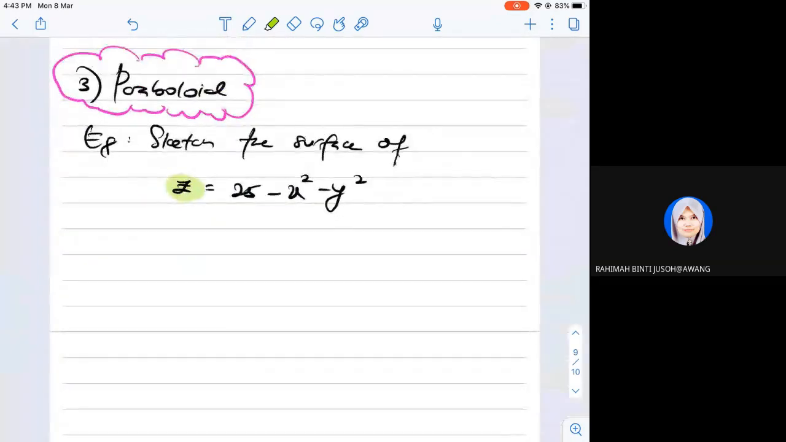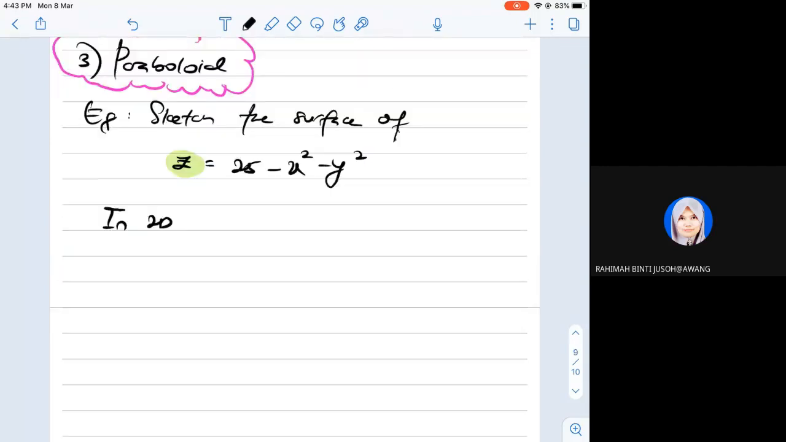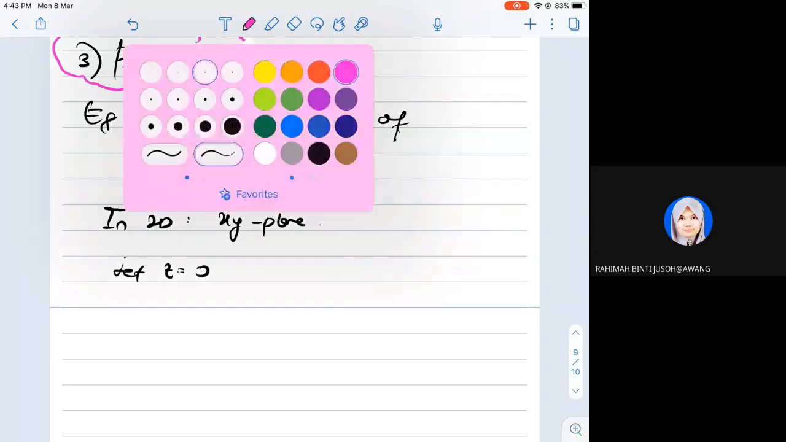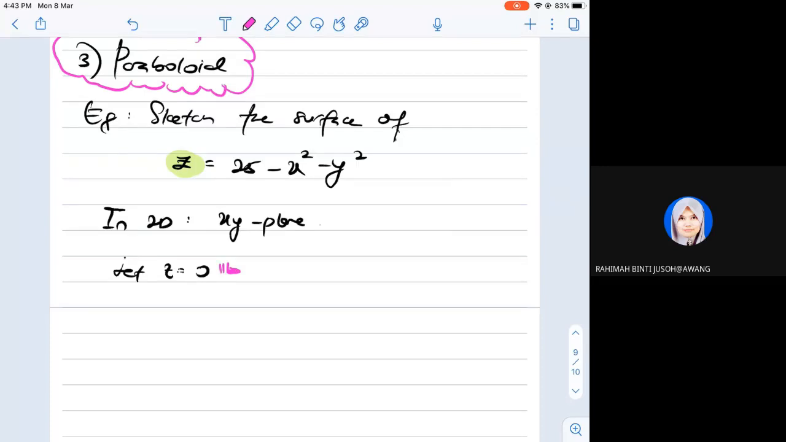Okay, guys. I will show you step by step. So look here carefully. Alright. Dalam kes ni, first kali kita buat into D lah. Of course, into D. Kita buat pandangan atas dulu. So bila pandangan atas, we will have XY plane. Okay, XY plane. And then let's let Z equals to 0. So bila Z equals to 0, we will have 25 minus X squared minus Y squared equals to 0. Therefore, X squared plus Y squared equals to 25.